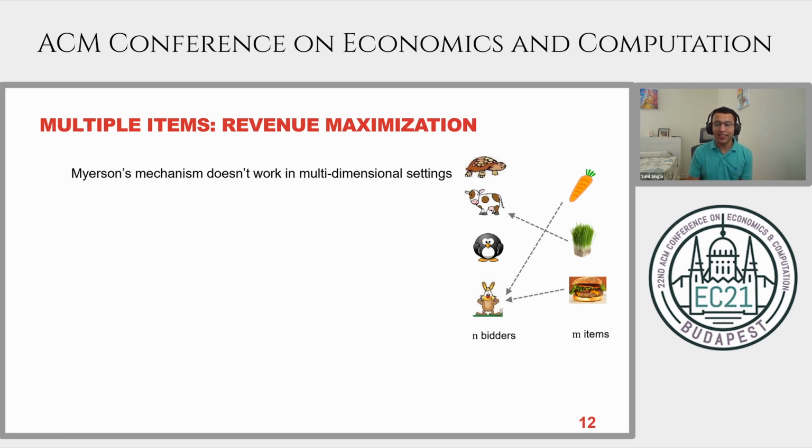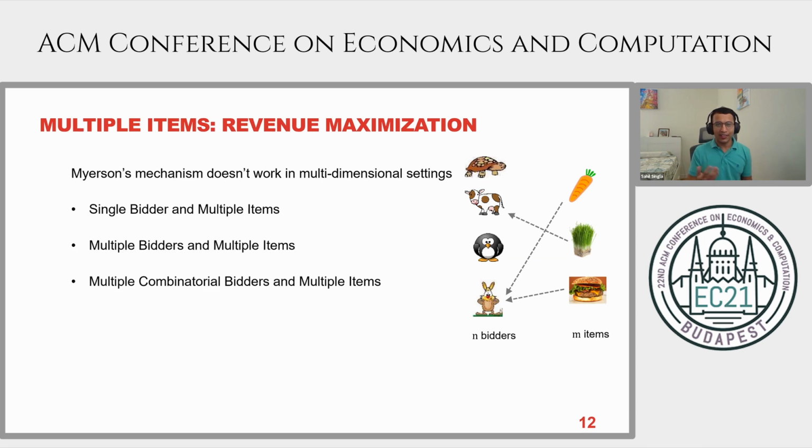And now this problem has again been greatly studied. As you can imagine, it's a very fundamental problem in the field: multiple bidders, multiple items, you want to just maximize the revenue. And there are more and more general settings you can consider. The simpler setting might be a single bidder, multiple items, then multiple bidders, multiple items, then multiple combinatorial bidders, like submodular or subadditive bidders with multiple items.